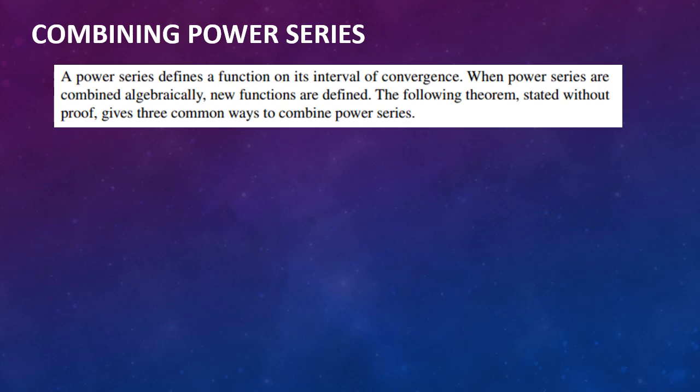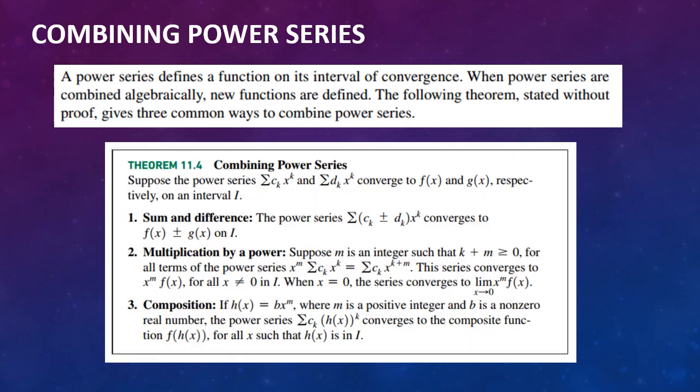Although the procedure just outlined in the previous slide can be applied to any power series, it is generally used when nothing is known about the series in question. As we learn shortly in Theorems 11.4 and 11.5, new power series can be built from known power series, and in these cases, other methods may be used to find the interval of convergence. A power series defines a function on its interval of convergence. When power series are combined algebraically, new functions are defined. The following theorem, stated without proof, gives three common ways to combine power series.